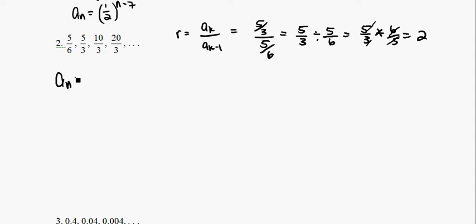So our nth term is equal to 5/6 times 2 to the n minus 1. And therefore our 8th term is 5/6 times 2 to the 7th. So 2 to the 7th, I believe, is 128. So 128 times 5 divided by 6, and let's simplify that fraction, is 320 over 3.